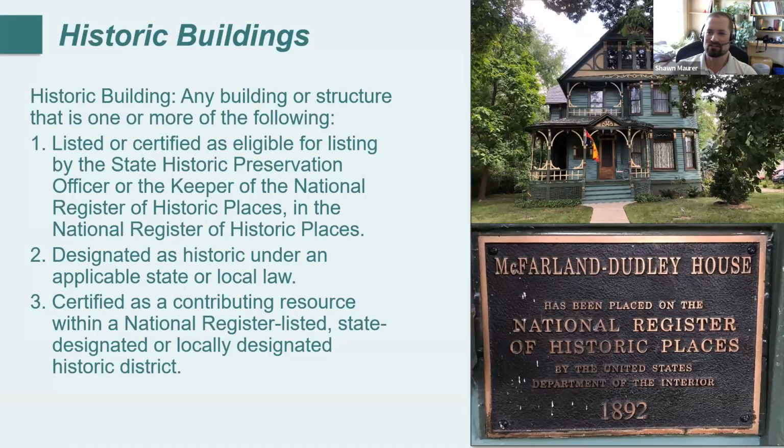The last section to touch on is historic building protections. The Illinois Energy Code has a definition for historic buildings that very closely matches the IECC definition. It covers any building or structure that is either listed or certified as eligible for listing on a historic preservation register or by a historic preservation office, designated historic under a local applicable state law or municipal law, or certified as a contributing resource within a national register listed or state designated historic district. So all of these kinds of buildings fall under the historic building protections if you meet one of these requirements.